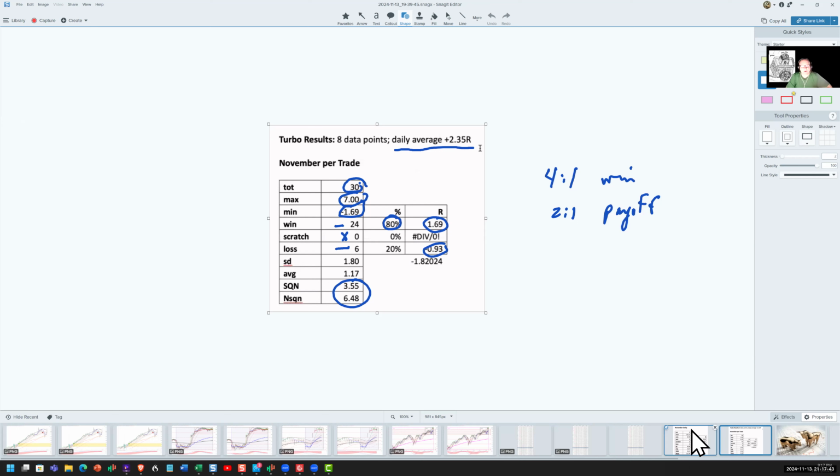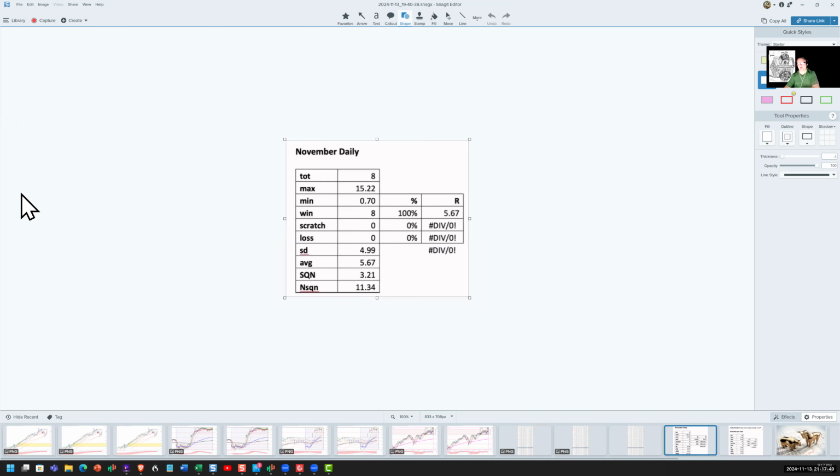If you then take a look at the daily roll-up, those 30 trades were performed over 8 days. The single best day was a 15R win day. The worst day was plus 0.7. So all 8 days were winning days for a 100% win rate. And the average daily collection was 5.67.